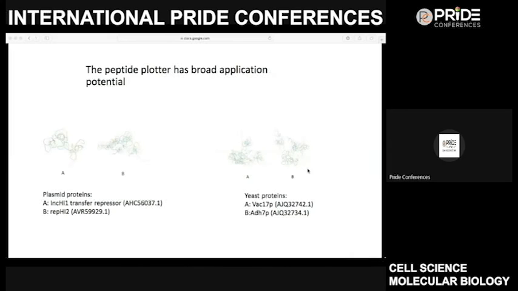The peptide visualizer has broad application potential. It can also plot beyond coronavirus proteins. The current slide contains sample plots of plasmid and yeast proteins. The tool can be applied to plot eukaryotic proteins such as human proteins.